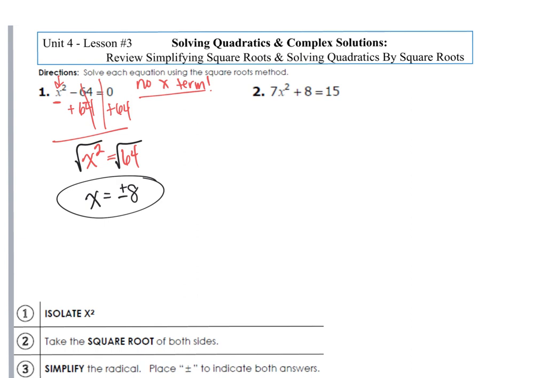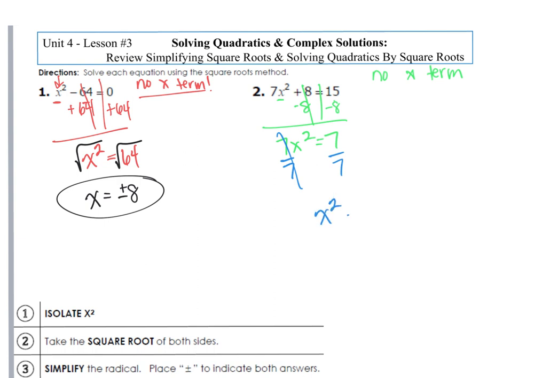On number 2, it's just a little bit extra steps here. I have 7x squared plus 8 equals 15. Again, notice there is no x term. We've got an x squared and we've got constants. That's fine. As long as there's not just a regular x, we can use this method. To isolate x squared, first we would subtract 8, just like we would if we were solving for regular x. Now we have 7x squared equals 7. We're still isolating the x squared, so we divide both sides by 7.